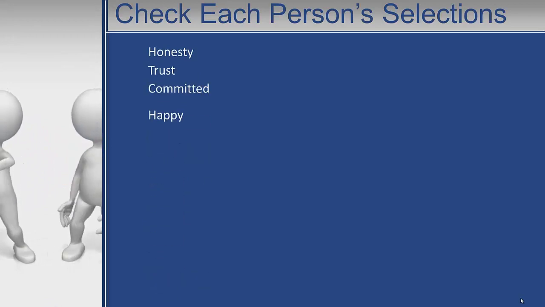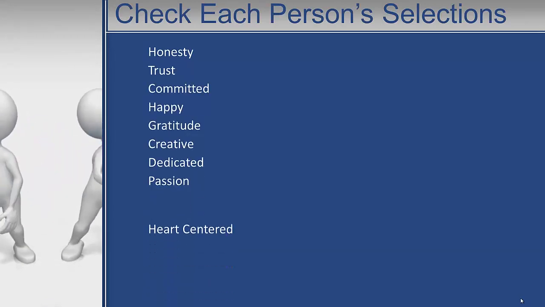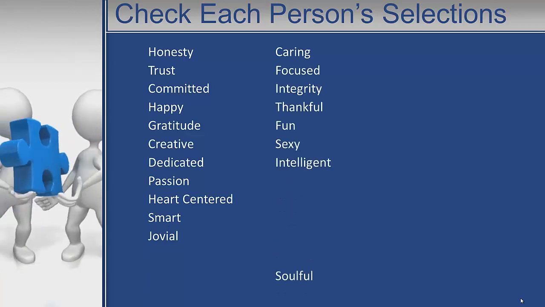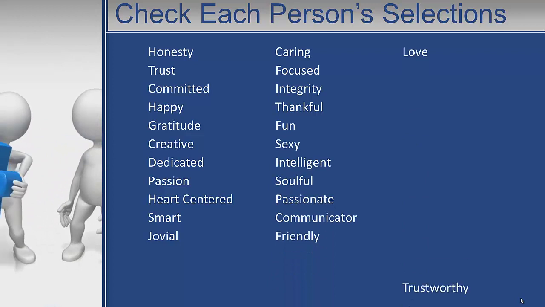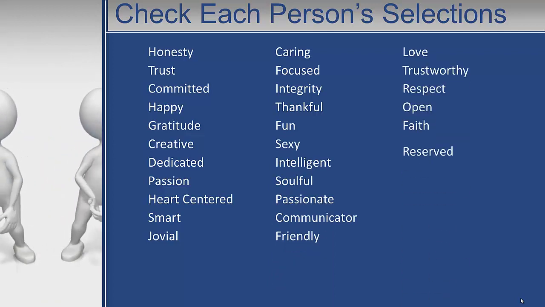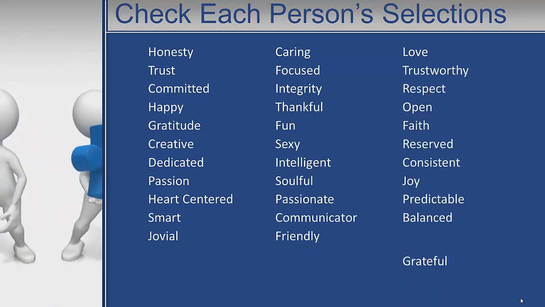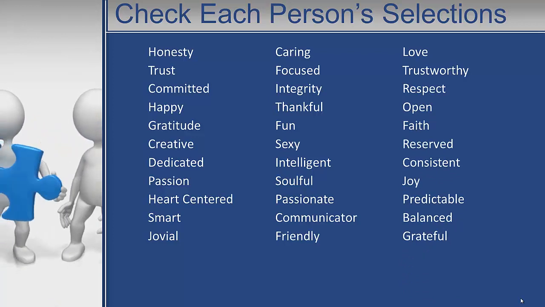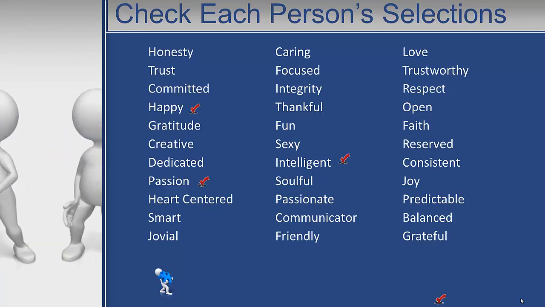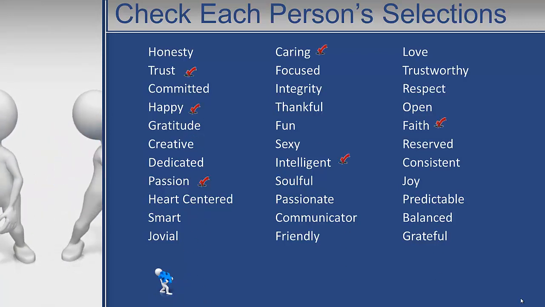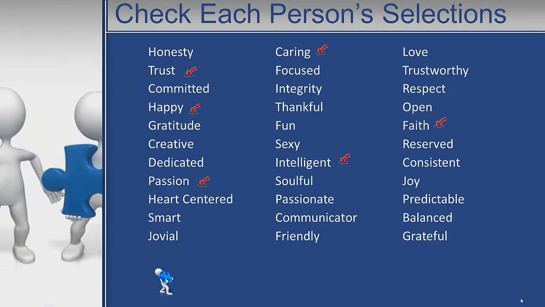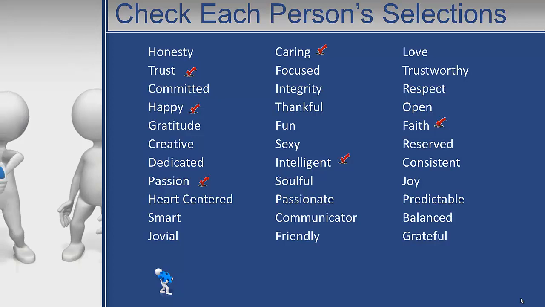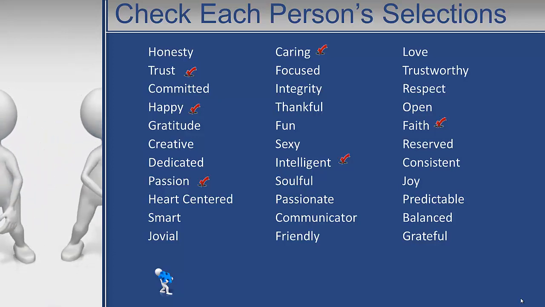So here's our words coming in again. This would be looking at the master list. There's some great words on here, by the way, potentially for your organization's values, and you'll probably come up with a lot of other good ones as well. So now we're going to ask the first person. In this case, we're going to have 3 people here, and we ask them to check the words that they feel best represent the values of the organization. And this person has checked off trust, happy, passion, caring, intelligent, and faith.